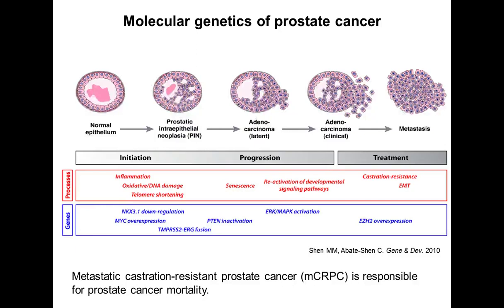Over the years, there have been a lot of studies trying to understand the mechanisms of prostate cancer progression. Now we understand that prostate cancer can derive from the normal prostate gland, and then go through some histologically defined processes, from early prostatic intraepithelial neoplasia to adenocarcinoma, and then eventually metastatic adenocarcinoma. During this process, there are characteristic genetic and epigenetic changes associated with the steps, for instance, PTEN inactivation and EZH2 overexpression.